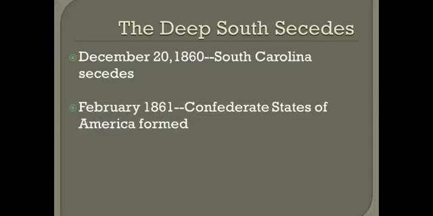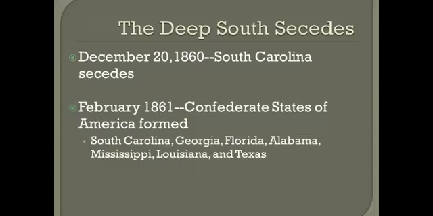So, the Deep South secedes. December 20th, 1860, South Carolina is the first state to say, peace out, Union. Then, in 1861, the Confederate States of America were formed with those states comprising it.